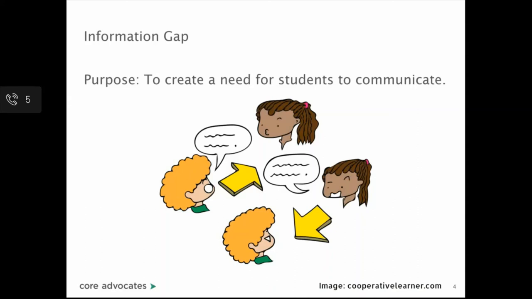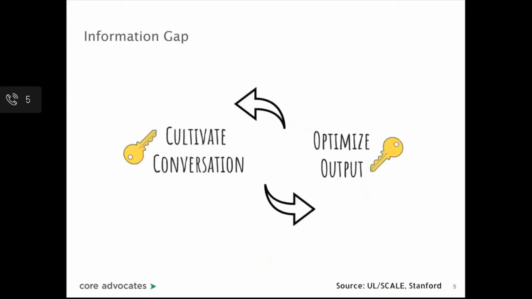And I've used this routine in second through eighth grades to motivate students to talk to each other, to encourage productive conversation, and to help students make sense of problems in a context. So I'm going to focus on information gap within a contextual problem. And again, this relates to not just cultivating conversation, which is an invitation to talk, but also optimizing output, so giving students a structure for how to productively respond.